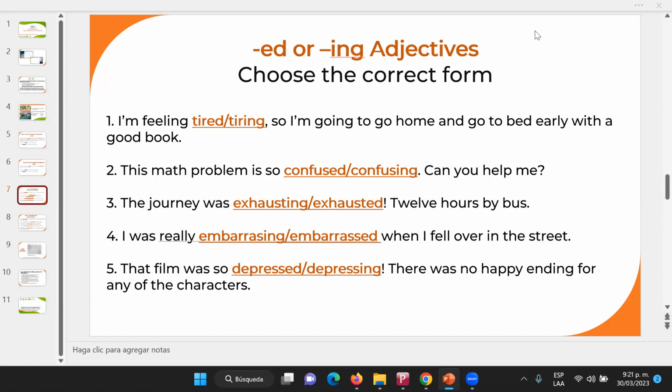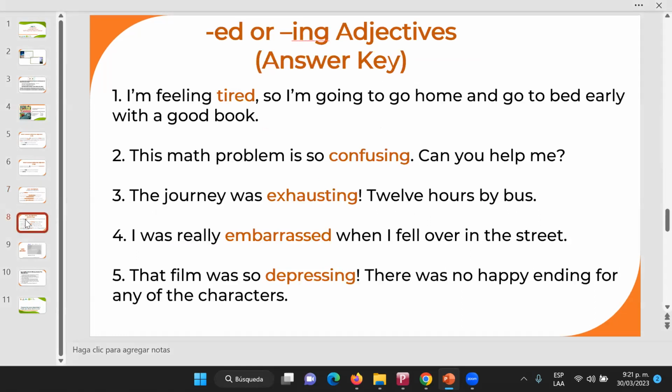That film was so depressing. There was no happy ending for any characters. Very good. So in some cases, probably, let's say the hints are things like, for example, feeling.